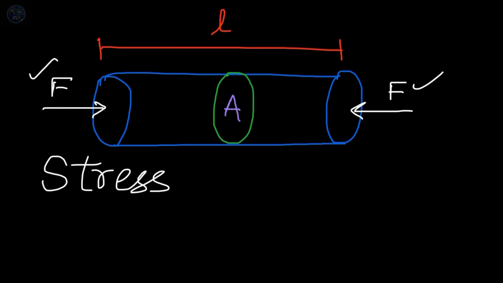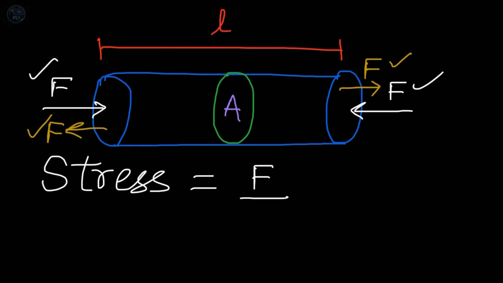It applies a restoring force which is opposite to the applied force. The restoring force or counter force is the same in magnitude as the applied force, but the direction of that restoring force, which you can see in yellow here, is opposite to the applied force. So stress is defined as the ratio of restoring force and cross-sectional area.